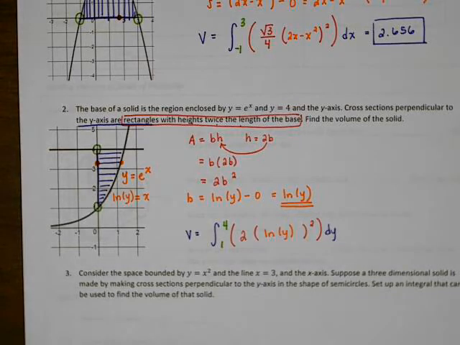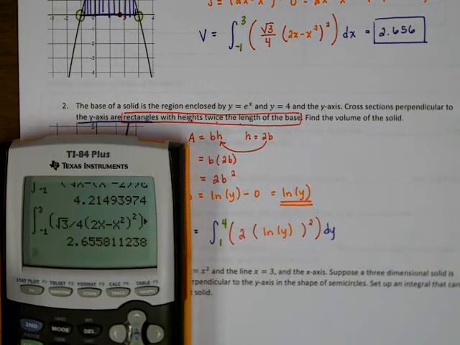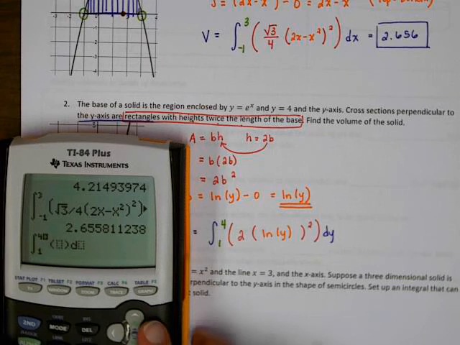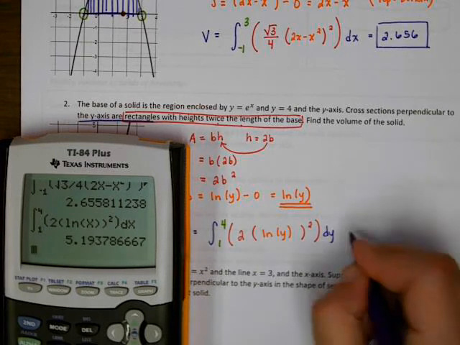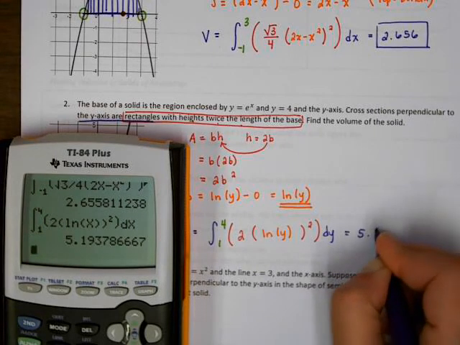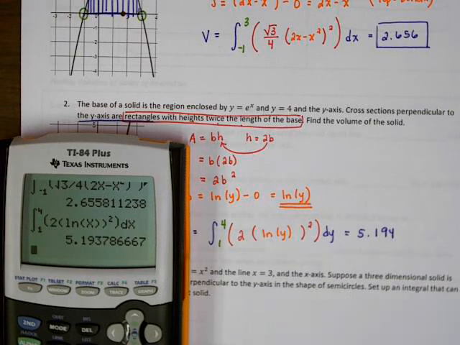Finally, I'm just going to type this in on my calculator. So I'm going to go to Math 9, integral from 1 to 4 of 2 parentheses, natural log, now remember, even though it says y, we're going to use x, squared dx, and we get 5.194.